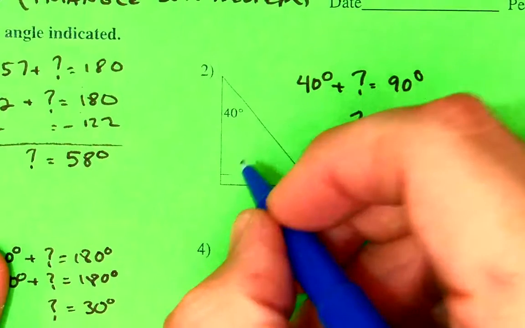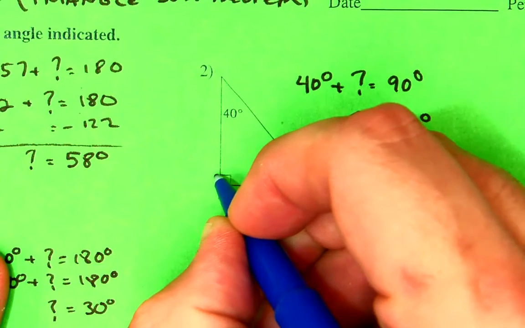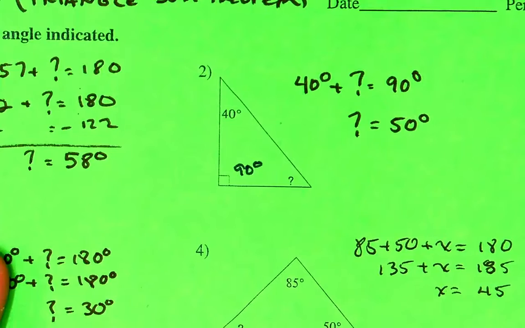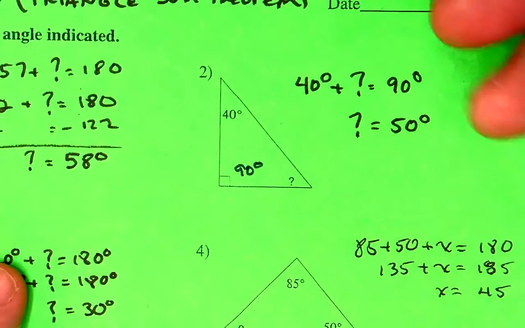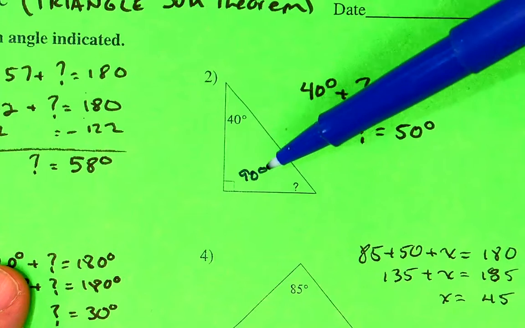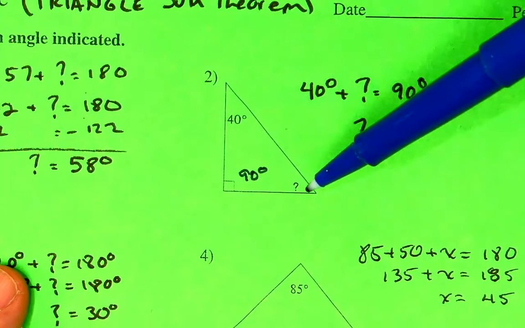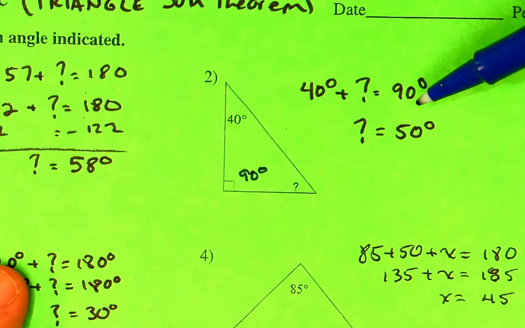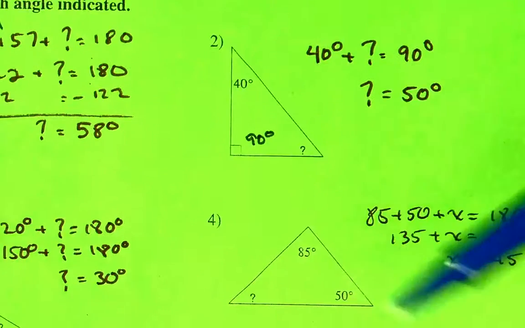This one, whenever you see this symbol right here, that's 90 degrees. So you have 90 degrees. I use the idea that if I already have 90 degrees, these two angles have to be equal to 90 degrees as well. So 40 plus the question mark is equal to 90 degrees. I got 50 degrees in that case.